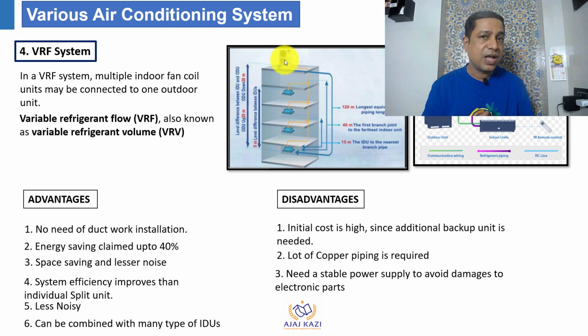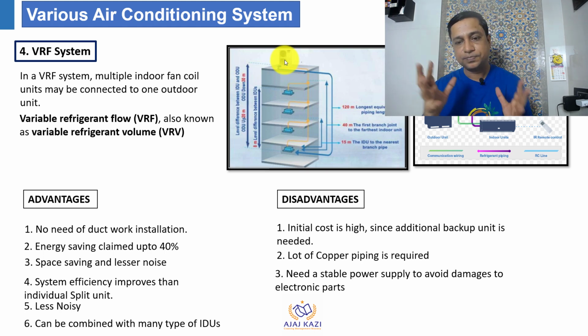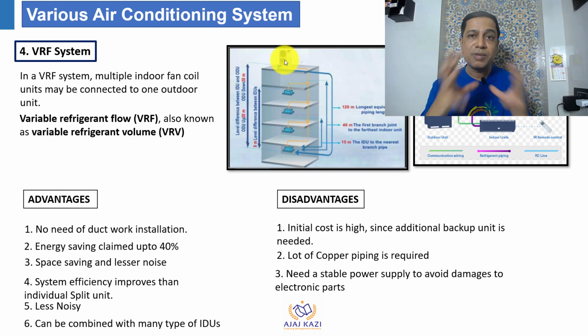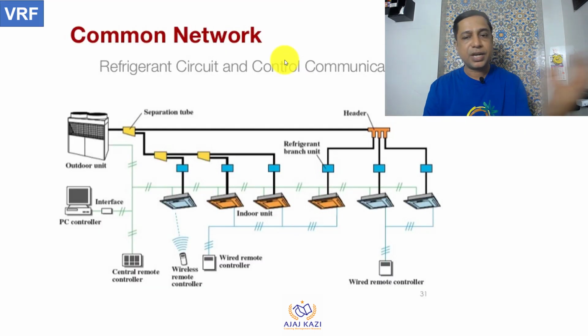Initial cost is very high. That's a disadvantage. A lot of copper piping is required, and it needs a stable power supply because it has a lot of very sensitive controls, which optimize the capacity of the air conditioning system. So the power supply needs to be stable, and it can be taken on any IT software. You can get a lot of data. You can control it, monitor it.